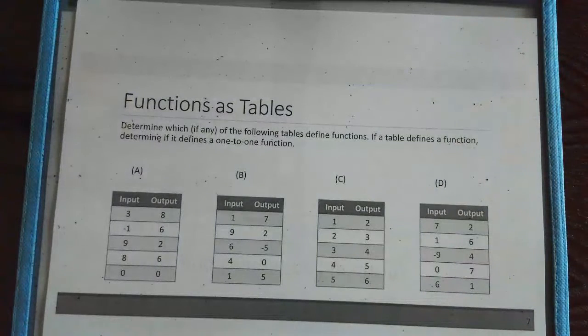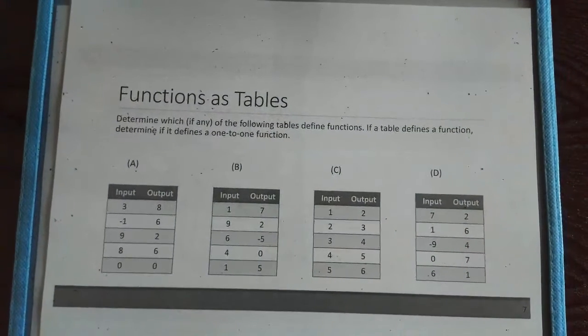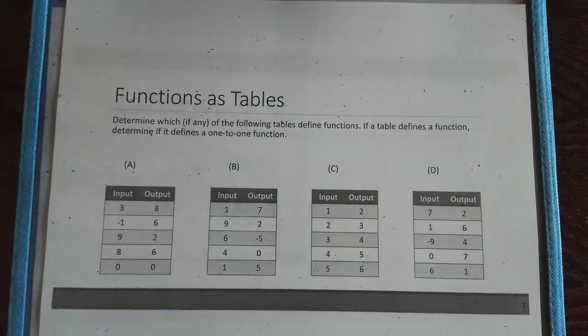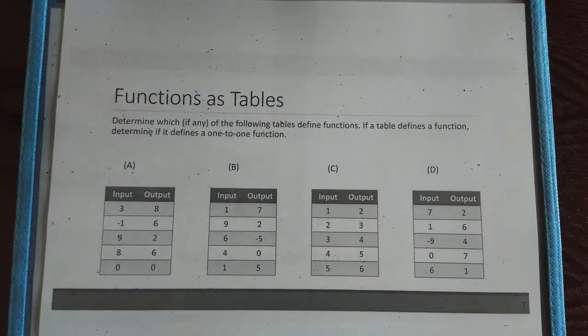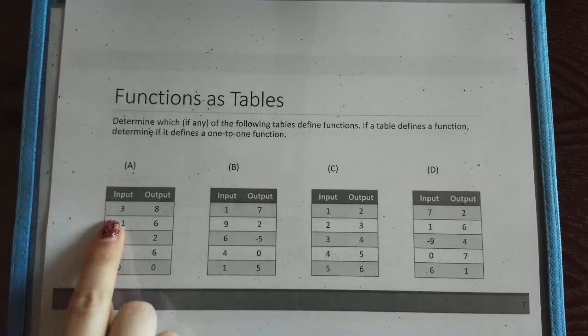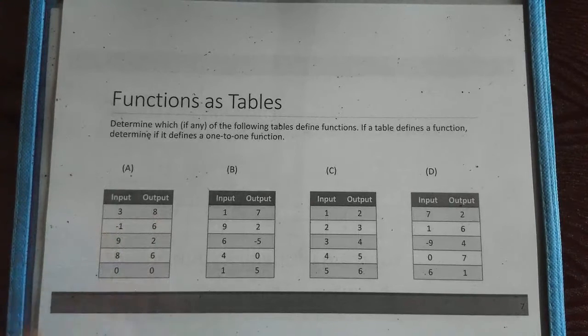We're going to take a look at some functions in the form of tables. We're going to determine which, if any, of these following tables define functions. And if it is a function, we want to figure out if it defines a one-to-one function. So let's start with table A. First off, is it a function? Does each input have only one choice for output?